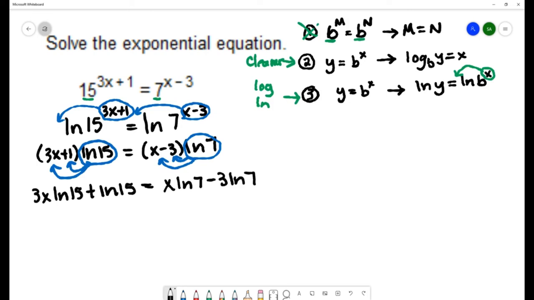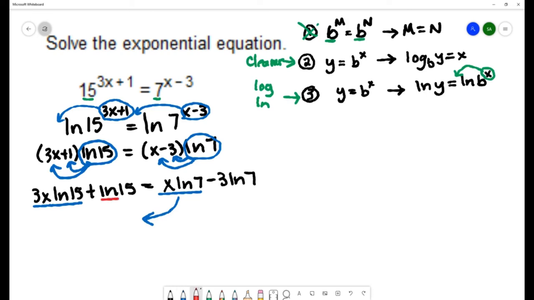So I've gotten rid of the variable in the exponent, I've gotten rid of the parentheses, and now I'm ready to solve for x. What I notice is that I've got x in two different terms, one on the left-hand side of the equation, one on the right-hand side. I want to collect those x's onto the same side. So I'm going to move this variable term to the left-hand side of the equation so that they're on the same side.